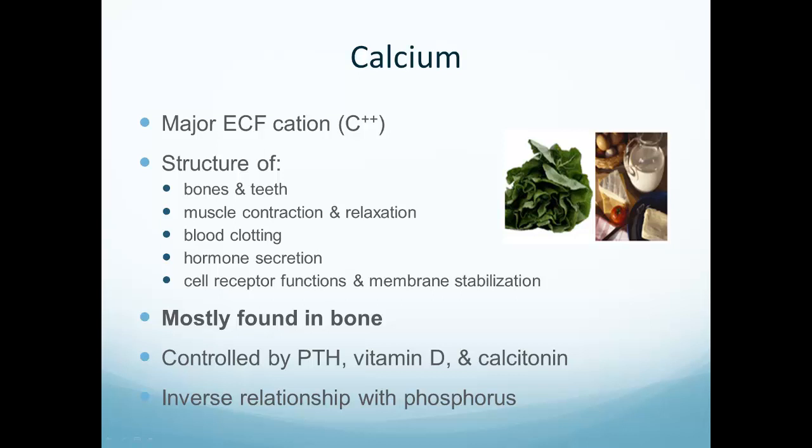Calcium is controlled by the parathyroid hormone. Also, vitamin D and calcitonin will regulate how much calcium is going to be absorbed in the body. Lastly, we see here that we have an inverse relationship of calcium and phosphorus. What this means is that if the phosphorus level is high, then the calcium level will be low, and vice versa. If the phosphorus level is low, the calcium level will be high.